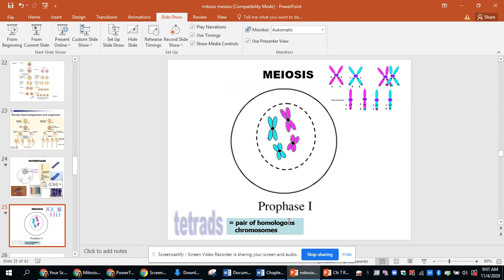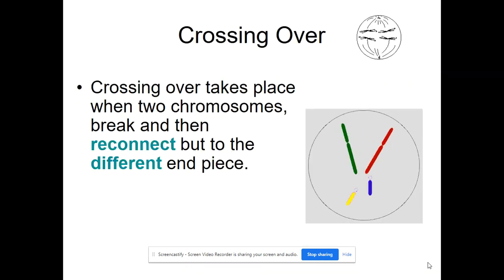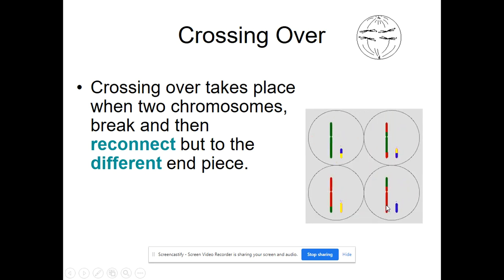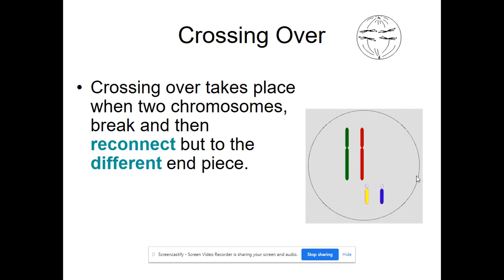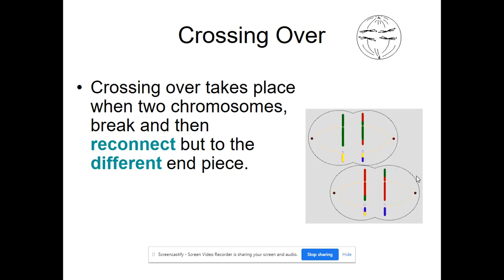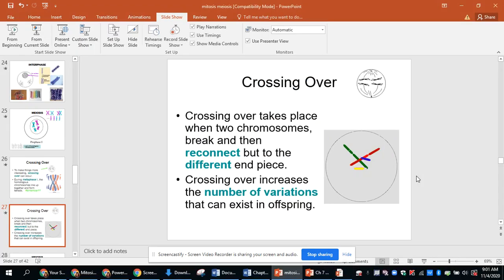So these 4 chromosomes are going to cross over, and crossing over looks something like this. Watch how they break apart, reattach, and they make new combinations for the next generation of individuals. And so that's one of the advantages of crossing over, is that you have new possibilities or new combinations that can occur in the offspring.